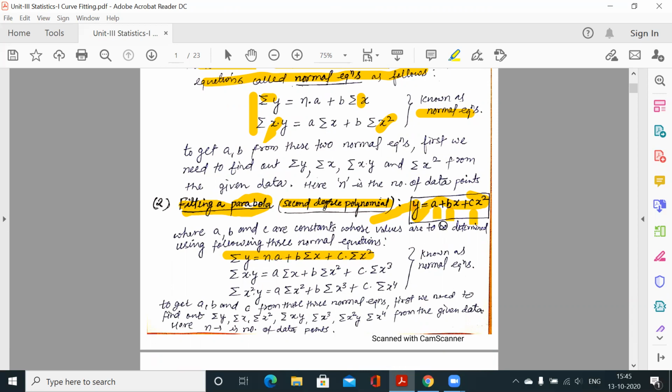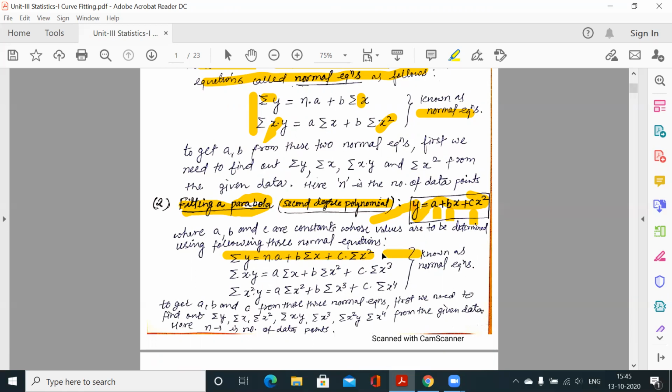What is n? n is the number of data points in the given set. Suppose we are given 10 values or 11 values or 20 values, so that is n. So na, and b is constant, so b summation x, and again c summation x square. So this is the first equation.